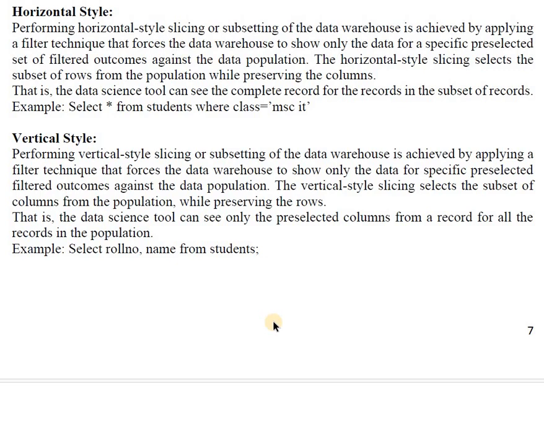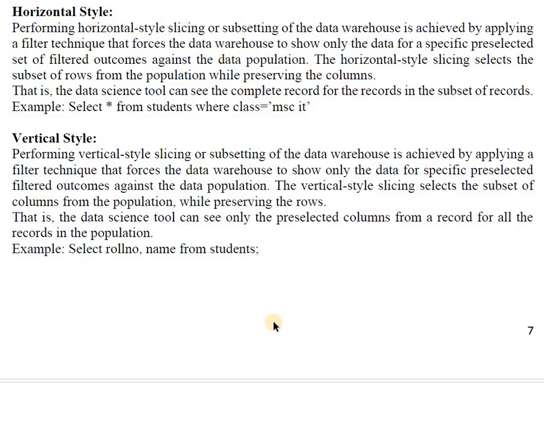Now in vertical style, the name itself says vertical, correct? So vertical means what? Columns. In vertical slicing, we get a subset of columns from the population while preserving the rows. So rows are not touched. We select a pre-selected set of columns which we want to retrieve. For example, I only want the roll number and name of all the students. I don't want any other details of the students like their class, their date of birth or their gender, nothing. I just need their roll number and name. So that is vertical slicing.